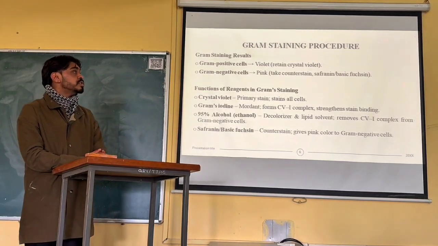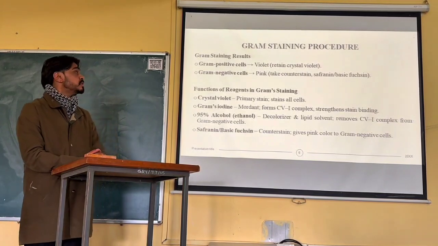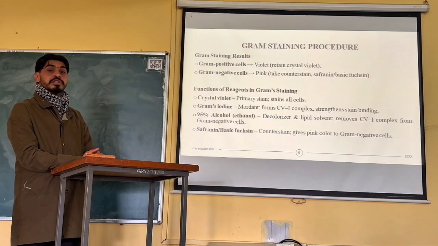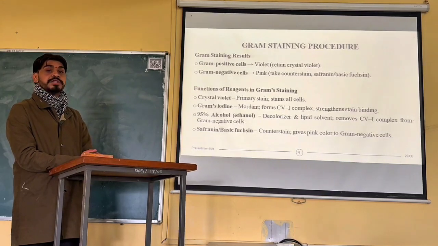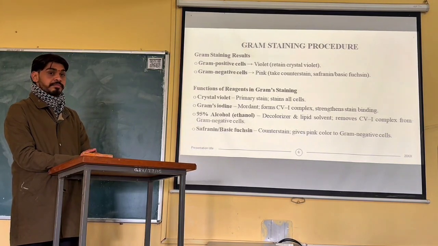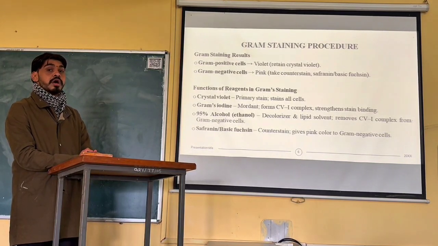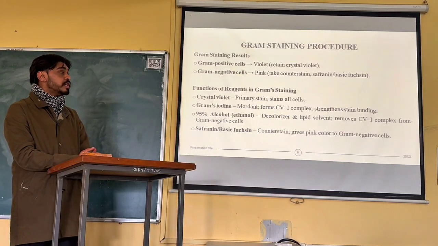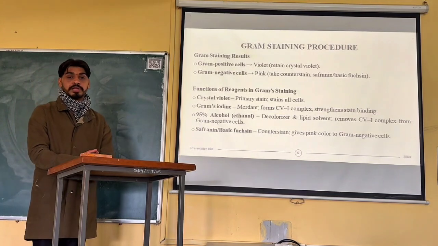Basically, gram stain procedures include two types of results. If the results are positive, the microscopic organisms present over the glass slide will give violet results. Violet colored bacteria we are going to see under the microscope, and for gram-negative cells, a pinkish color is obtained.